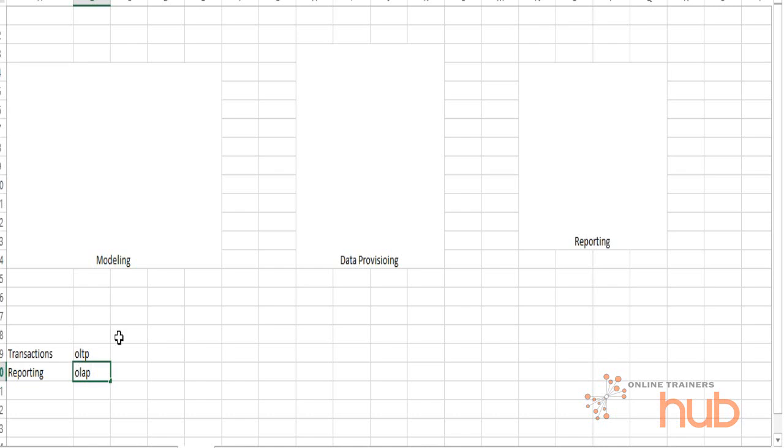In terms of SAP, for the OLTP systems we call them SAP ECC systems, which is an ERP module, and the reporting modules we call SAP BI or SAP BW systems. These are the things we generally use here.